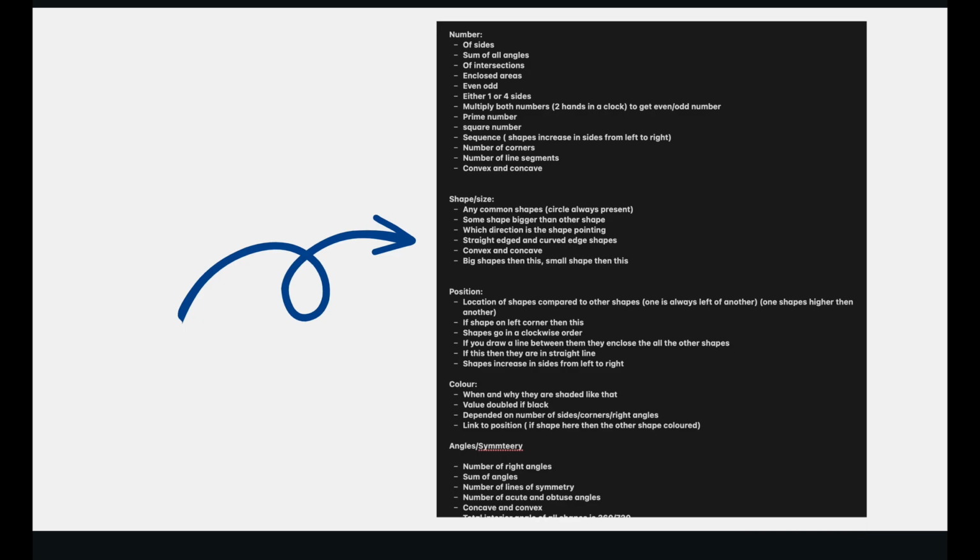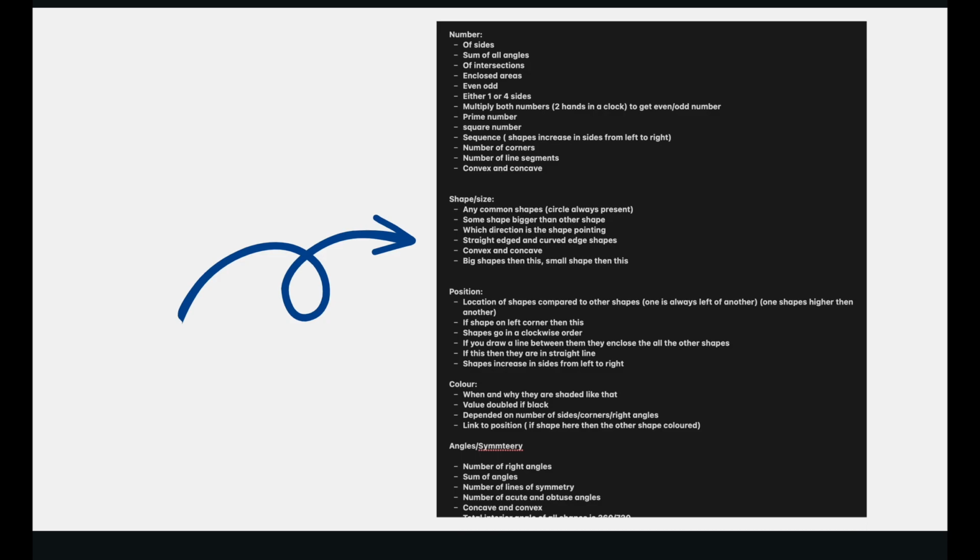And this is an example of the types of pattern list. You can break it down into number, shape and size, position, color, angles, and symmetry. It's like a checklist. Each pattern could be one of these, or it could be multiple of these. It could be a number pattern and also a shape and size pattern. But ultimately, a lot of patterns will fit into this.